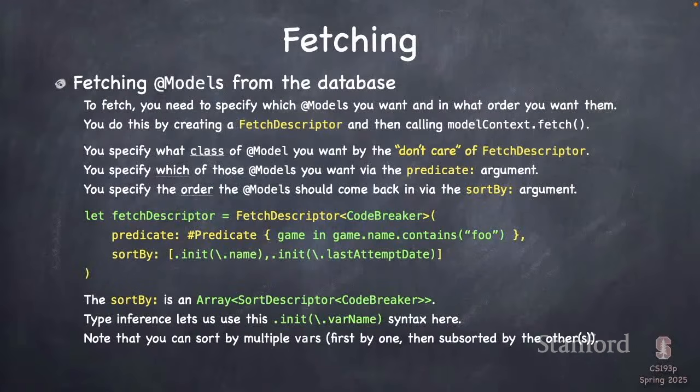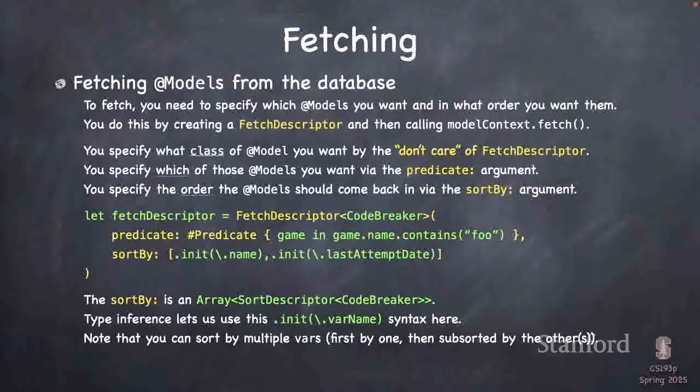And then the second thing is, what is this weird .init and \.name? We have not seen that kind of syntax. Well, it turns out that you can initialize an object by essentially doing SortDescriptor<CodeBreaker>.init with the arguments to the init. Now, we never do it that way. We don't say .init and put that like that. We don't have to do it. But the thing is, we could do it. And if we could do it, then we could use type inference to not have to type all the other stuff.